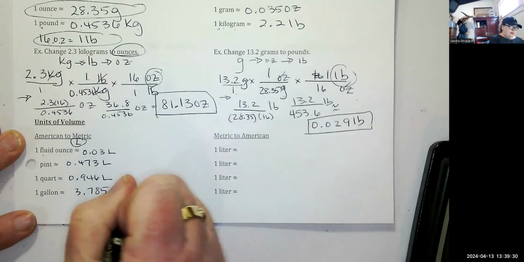All right, now let's go what 1 liter is equivalent to in each of the American versions. So 1 liter is equivalent to about 33.8 fluid ounces. 1 liter is equivalent to 2.1 pints.